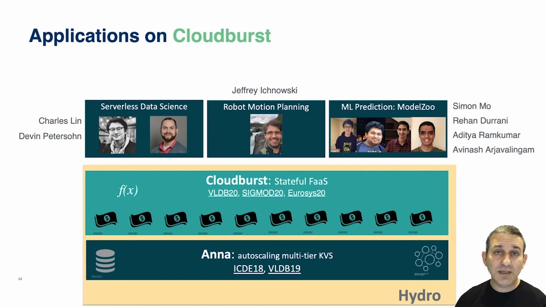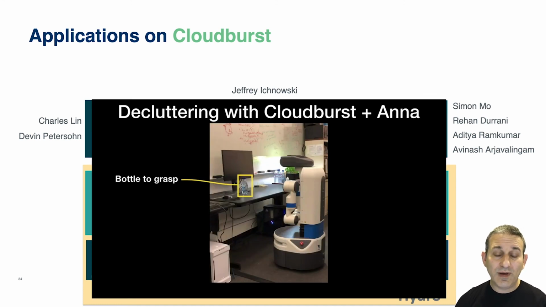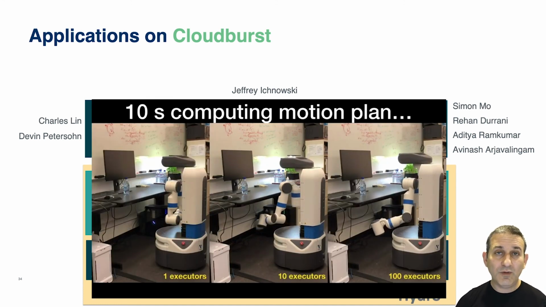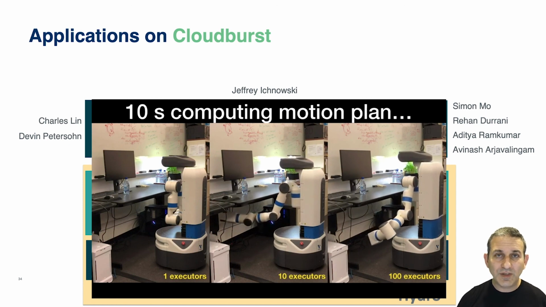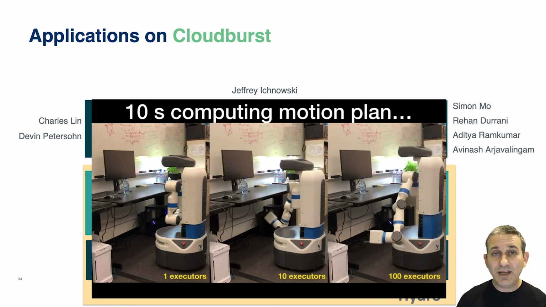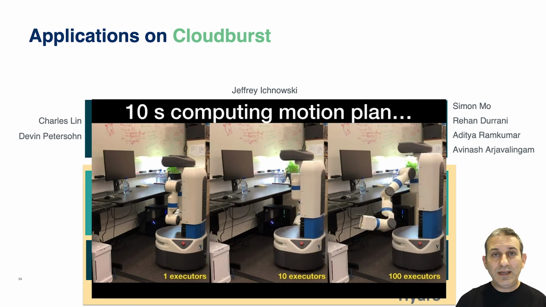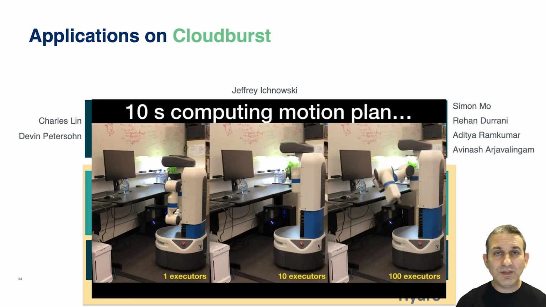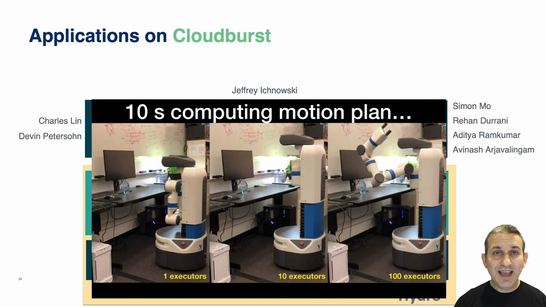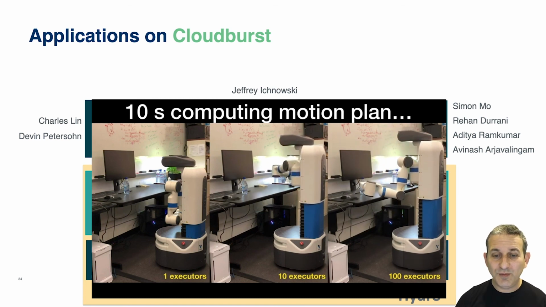Jeff Ichnowski is a postdoc in Ken Goldberg's robotics group at Berkeley. He's been working on robot motion planning and using Cloudburst so that robots, which have limited onboard computation, can burst up into the cloud and run quick computations on hundreds or thousands of nodes to make planning decisions as they're moving their parts around in the room.